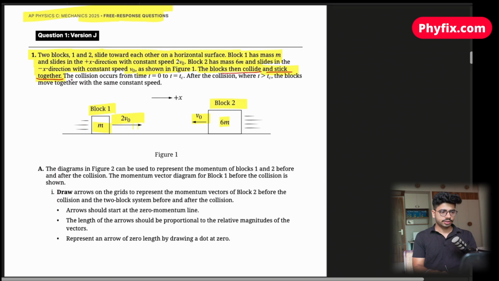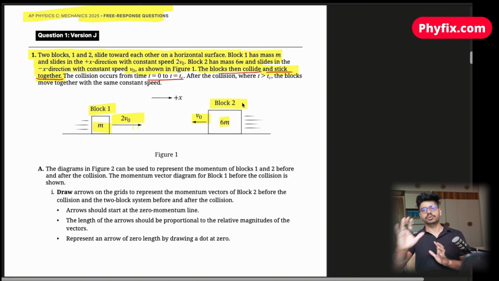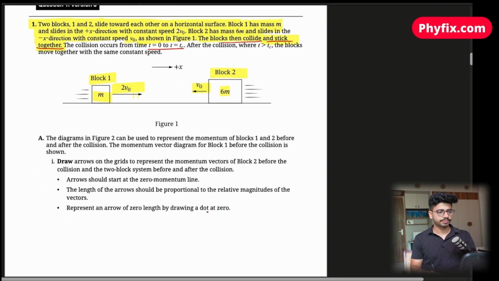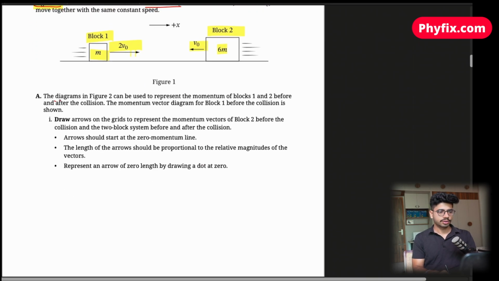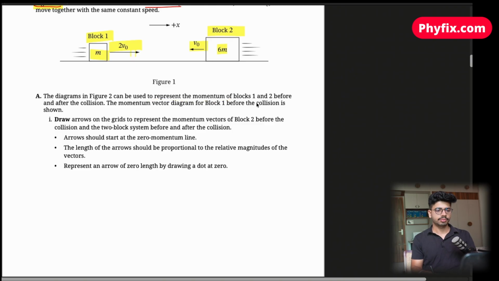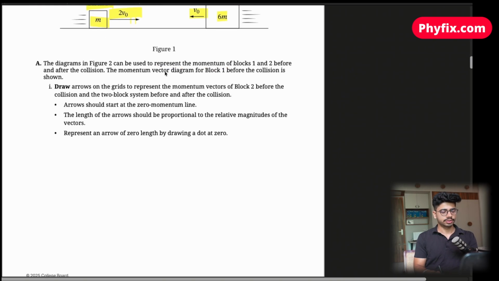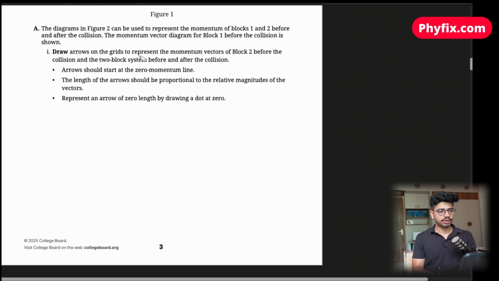The question says the blocks collide from time t equals 0 to tc. After tc, they stick together and move with a constant velocity. Now, figure 2 is used to represent the momentum of block 1 and block 2 before the collision. The momentum vector diagram for block 1 before the collision is as shown. So draw arrows on the grid to represent the momentum vectors of block 2 before the collision, and of the two-block system before and after the collision.